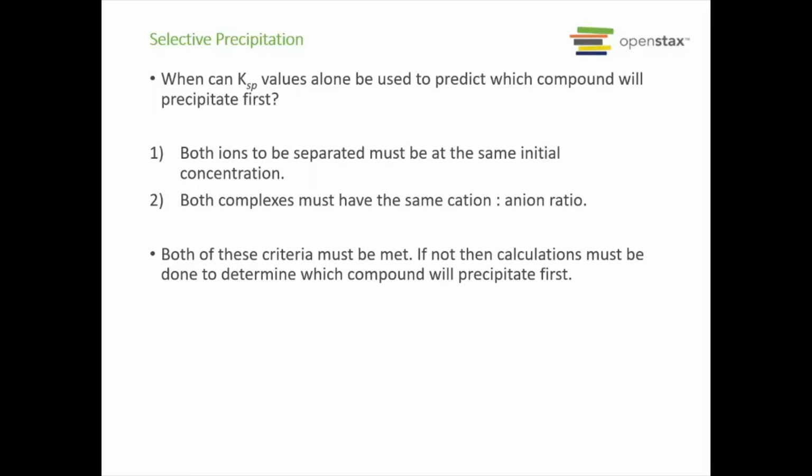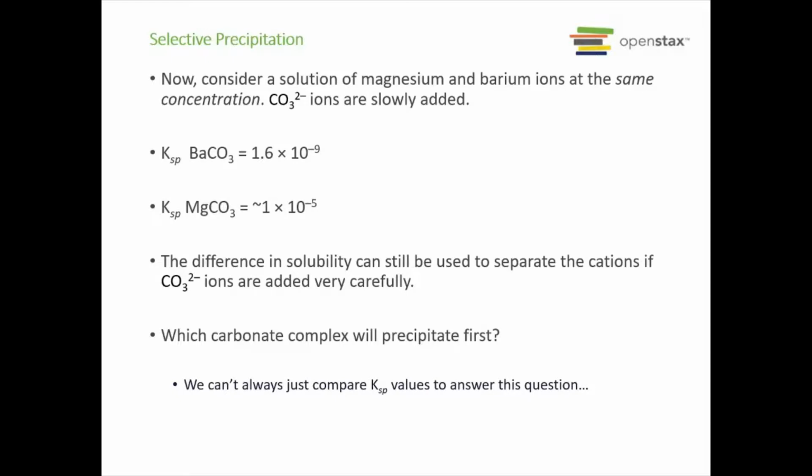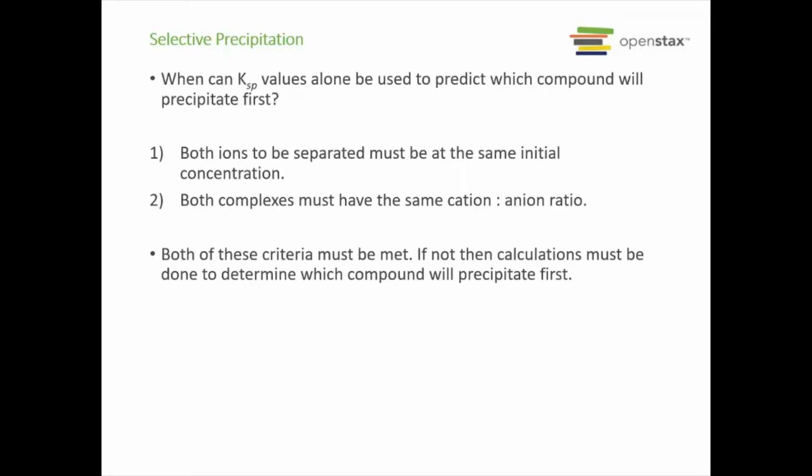So when can it be used by itself to predict what's going to precipitate first? The first criteria that must be met is that both ions to be separated have to be at the same initial concentration. So from this example of barium and magnesium, we would have to have the same concentration of barium and the same concentration of magnesium. So they would have to be equal. And they have to have the same cation to anion ratio, meaning 1 to 1, 1 to 2, 2 to 2, 2 to 3, but would have to be the same. If these criteria are not met, then you have to do calculations to figure out what is going to precipitate out first.